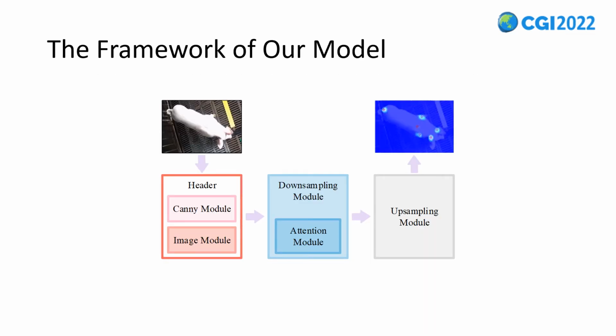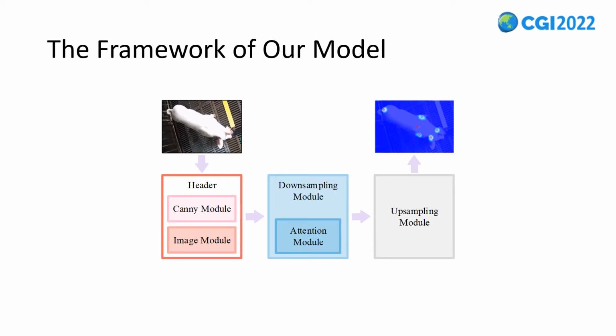The framework of our method is shown in the figure, composed of a network header, a downsampling module, and an upsampling module. Our header consists of an image channel and a Canny channel. The image channel comprises a 64-layer convolution. The Canny channel comprises a 32-layer and a 64-layer convolution, whose input is the edge information calculated by the Canny operator.